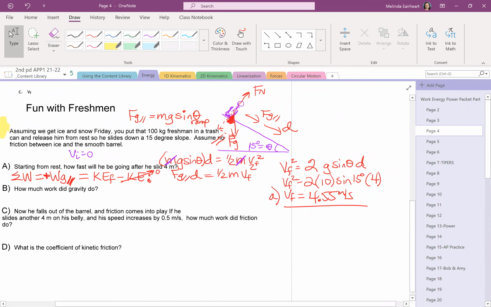B, how much work did gravity do? Maybe that would have been part A. It could go either way. Work done by gravity, we've already said it's that gravitational parallel force times the distance traveled. Now we can't cancel out mass, right? Don't cancel mass here when you're solving for the work or kinetic energy. And so it's that mg sine theta times d.